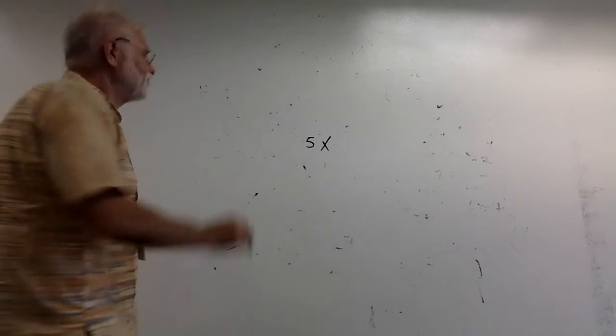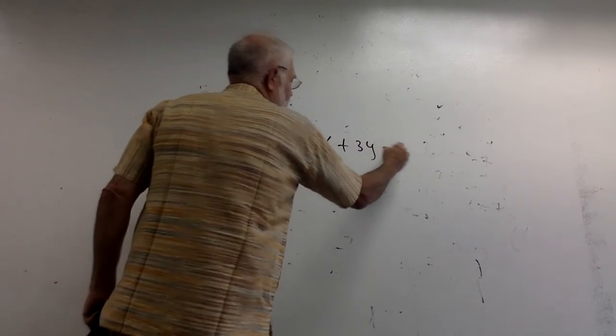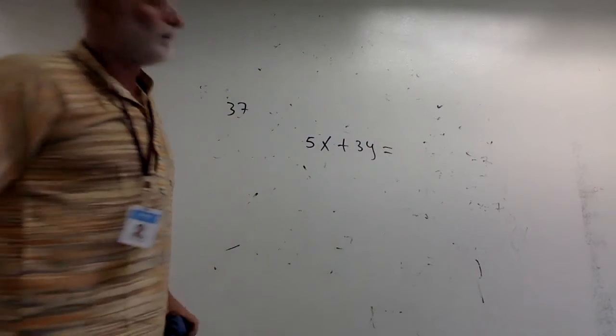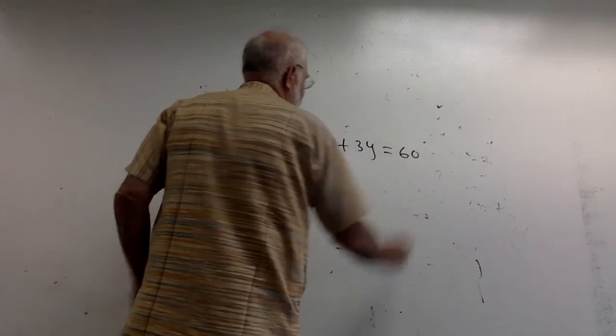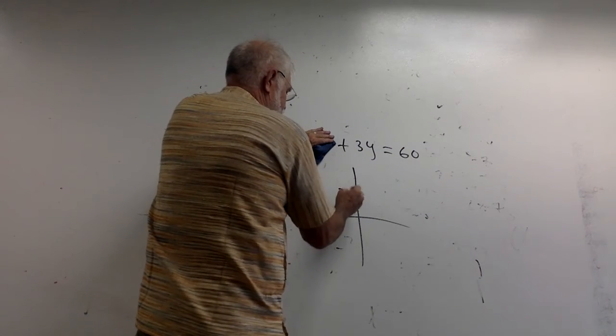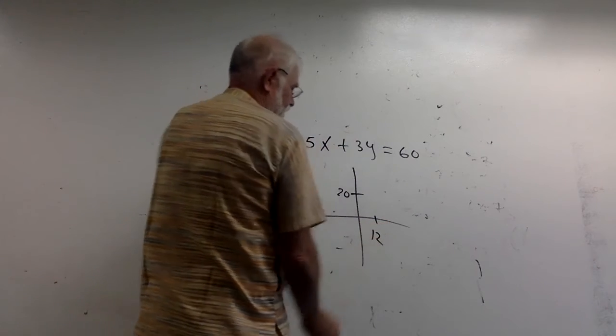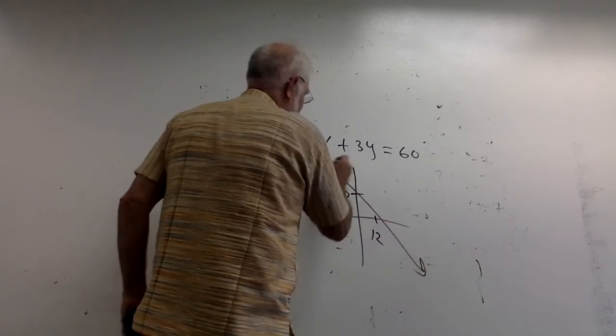It's 37. 5x plus 3y equals 60. Y-intercept 20. X-intercept 12. There's your graph.